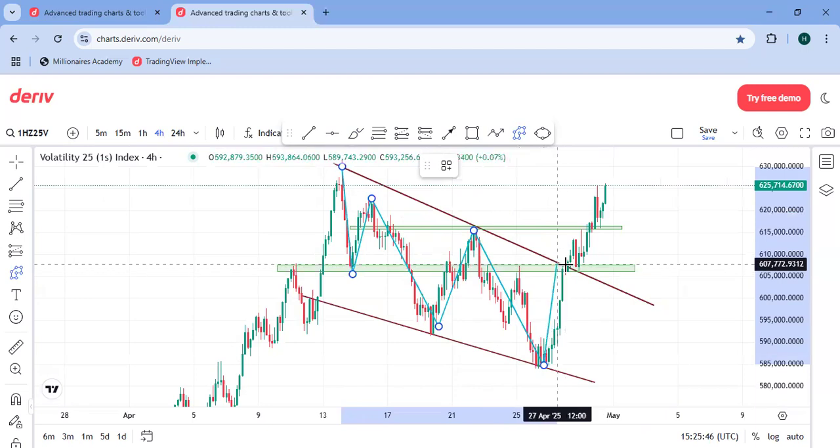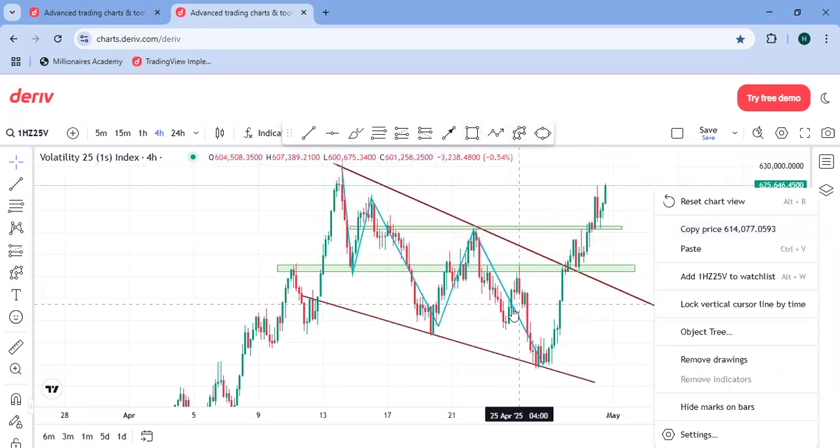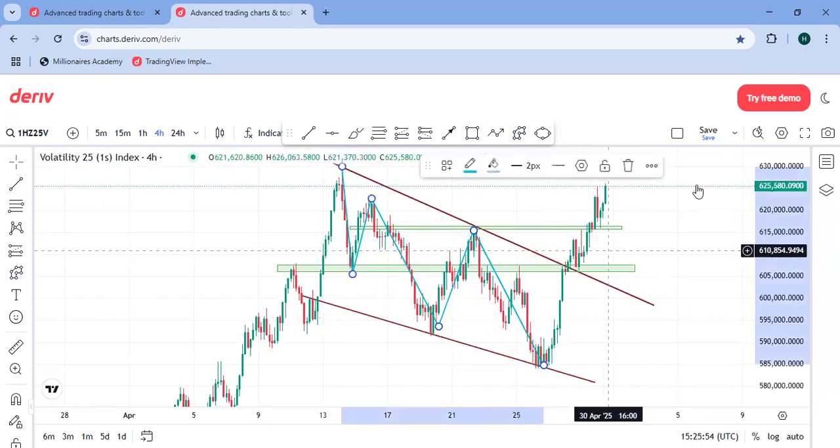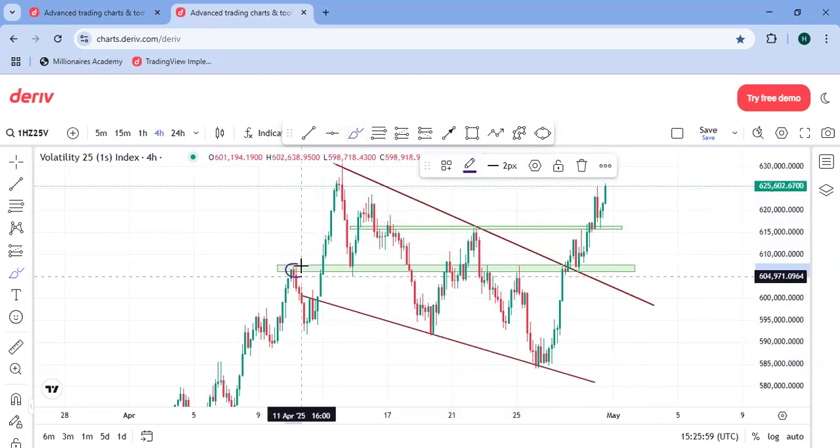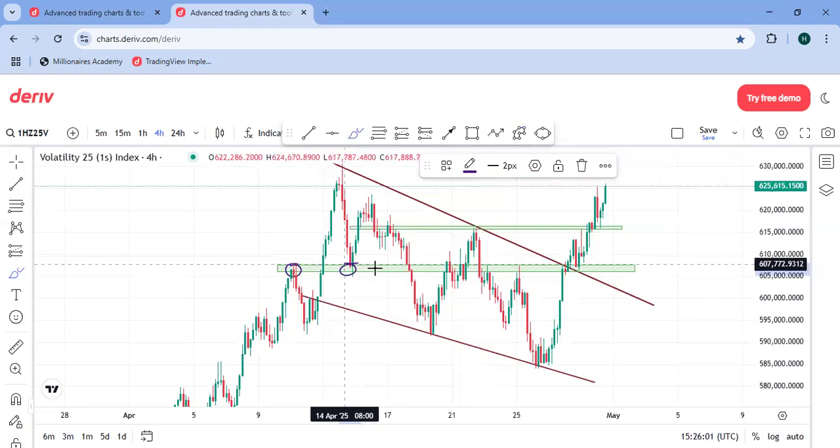After breaking out of this trend line, you see this trend line here, and there is a zone here too. The market broke out of the zone and also the trend line. The market sold from here previously, bought from here previously, tried to buy, sold from here, and also sold here.